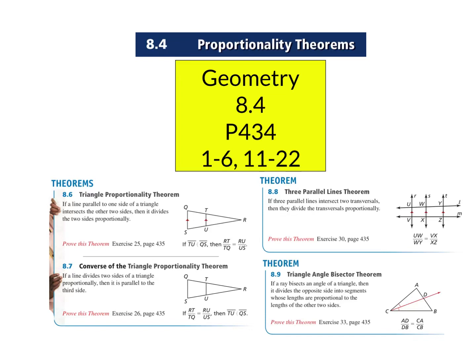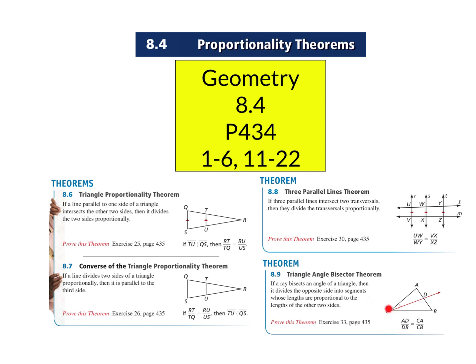Welcome to 8.4, Proportionality Theorems. So we have quite a few theorems here for parallel lines, and basically if you look at how you set things up, it makes it a lot easier. So RT is to RU, RT is to TQ, and then RU is to US. You can set them up a couple different ways. And with these other theorems, if you have parallel lines, you can cut everything into proportions. So it's best if we just get through what we're doing.